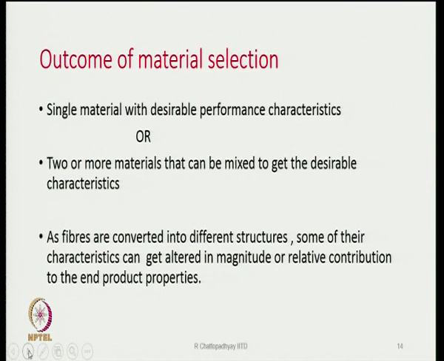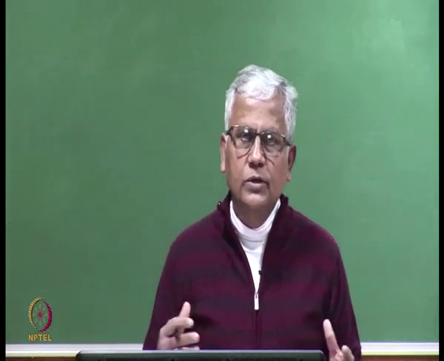The outcome of the material selection could be a single material with desirable performance characteristics, and in some cases it could be two or more materials that can be mixed to get the desirable characteristics. So, many a times we blend. You are very familiar with polyester cotton blended shirts or polyester viscose blended materials. They are so common because one material does not suit and does not give us the desirable performance, and therefore we try to mix two different types of fibers.